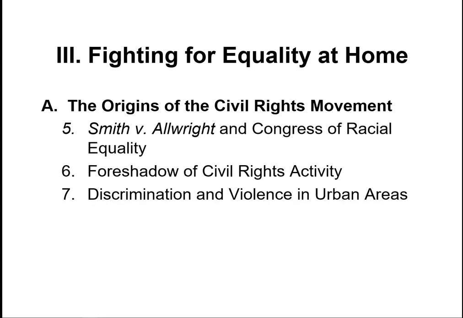In 1944, the NAACP's legal maneuvers led to the victory of the Supreme Court case, Smith v. Allwright, which outlawed all white Democratic primaries in the South, and the Congress of Racial Equality, CORE, established in Chicago in 1942, initiated sit-in protests at places that refused to serve black customers. The efforts made by African Americans in war foreshadowed the surge in civil rights activity that was to come in the 1950s and 60s.